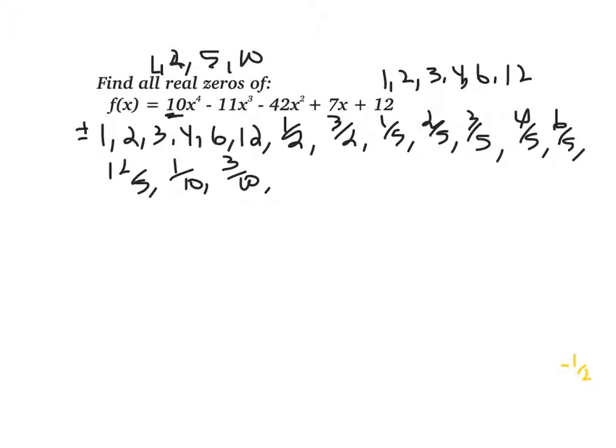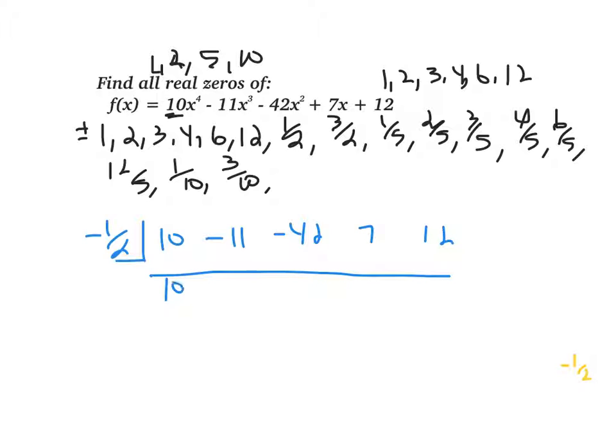So you have to pick a number from that list that's going to work. I'm going to be honest, I'm going to cheat with the little calculator thing I'm going to show you tomorrow, and I found out negative 1/2 does work. So I'm going to put negative 1/2 in my box. I'm going 10, negative 11, negative 42, 7, 12.